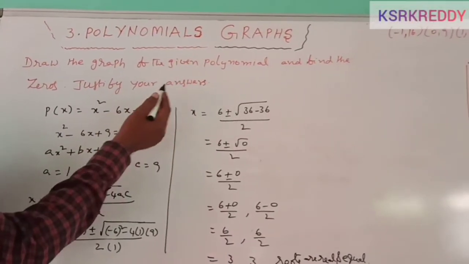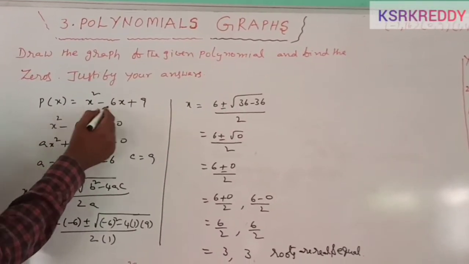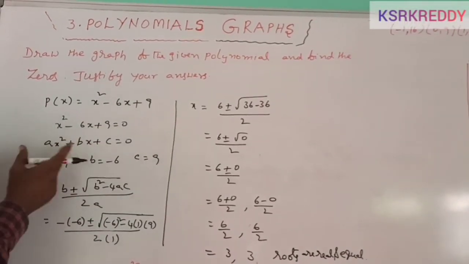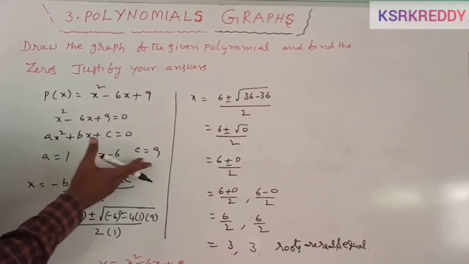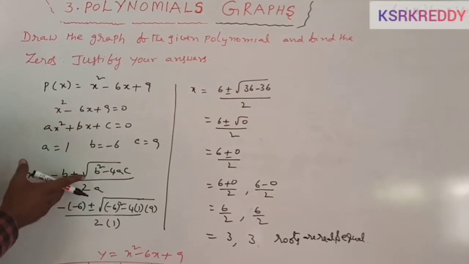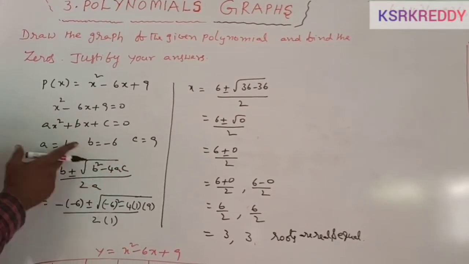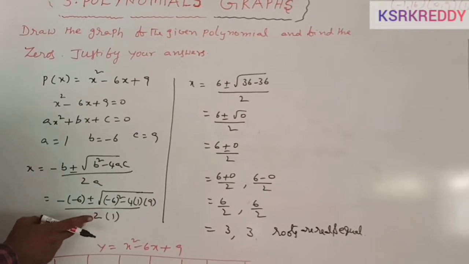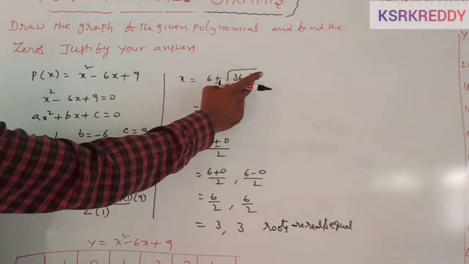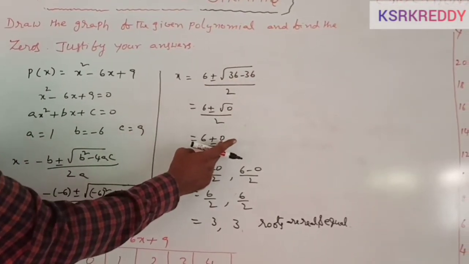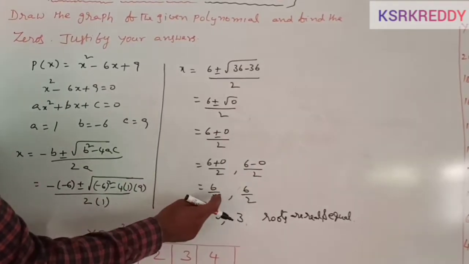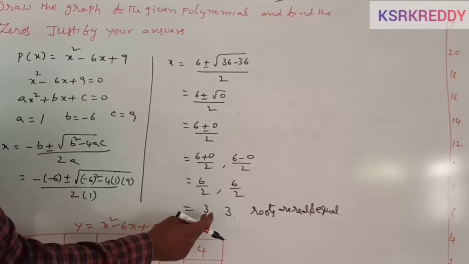Draw the graph of the given polynomial, p of x equal to x square minus 6x plus 9. So x square minus 6x plus 9 equal to 0. A value 1, B value minus 6, and C value 9. So what is the formula? x equal to minus B plus or minus root of B square minus 4AC, by 2A. These values are substituted in this formula and simplified. Here, root of 36 minus 36 is 0. Root 0 means 0. So 6 plus 0 by 2, 6 minus 0 by 2, that means 3 comma 3.